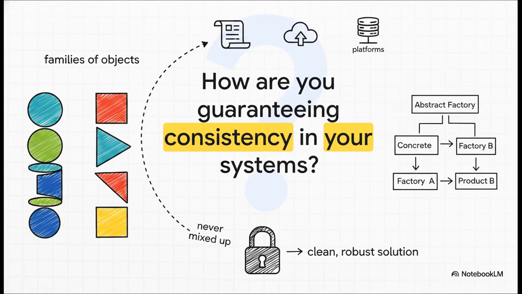So, I'll leave you with this question to chew on. Think about your own projects. If you have systems with these distinct families of objects, different themes, different platforms, different providers, how are you making sure they never get mixed up? The Abstract Factory might just be the clean, robust solution you've been looking for. I really hope this helps you build better systems.